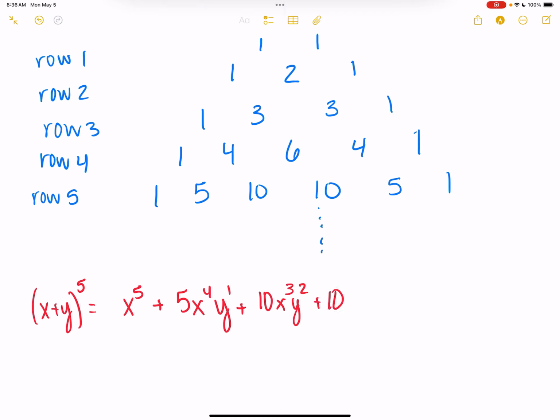plus 5x y to the fourth, and then 1, which again we don't write the 1, but then x would be gone because this was x to the first, so now it would be gone, and we would have y to the fifth. So if you look, x's we have to the fifth, to the fourth, to the third, to the second, to the first, to the 0. Y, it's to the 0, to the first, to the second, to the third, to the fourth, and to the fifth. And the numbers are from row 5 of Pascal's triangle. Okay.